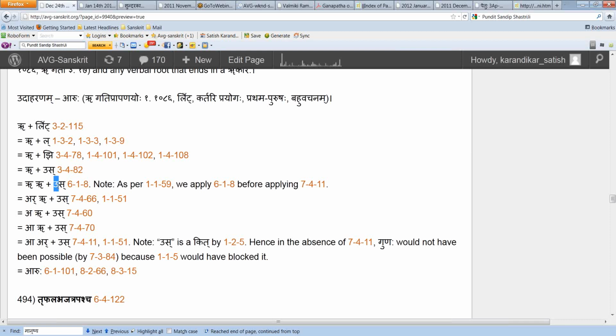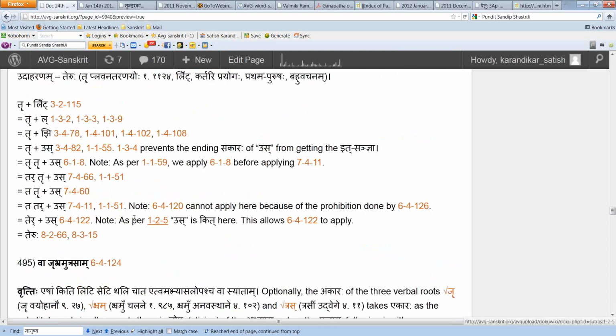So we first do the dvitvam over here. We do tru plus us. Then of course we get uran raparaha, tar tru us. Then halaadishesha, ta tru us. Then ruti ca tyaru tam, the guna adesha for the rukara of the dhatu. Uran raparaha, we get ta tar us. Ta tar us. Now look at what we have. We have ta tar us.